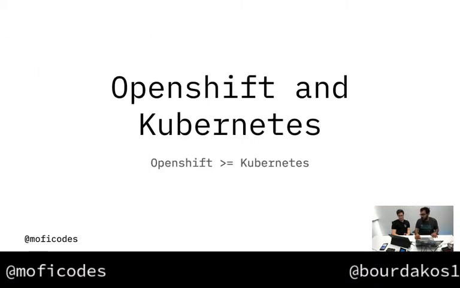So OpenShift and Kubernetes, I think the relationship is OpenShift is greater than and equal to Kubernetes. It has everything Kubernetes has, and then some more things on top. So any OpenShift cluster you have, you can actually use that exactly as you would use your Kubernetes cluster. And it would just work, because most of the things, every single API resource that are available in Kubernetes are also available in OpenShift. So that's number one thing you have to understand. So it is Kubernetes at the very core of it.